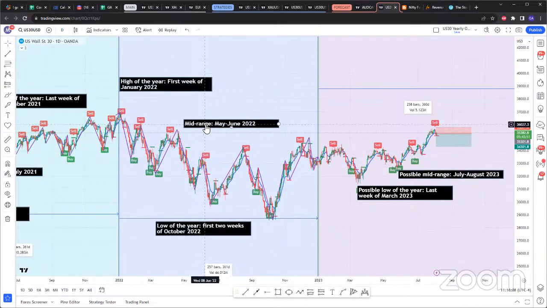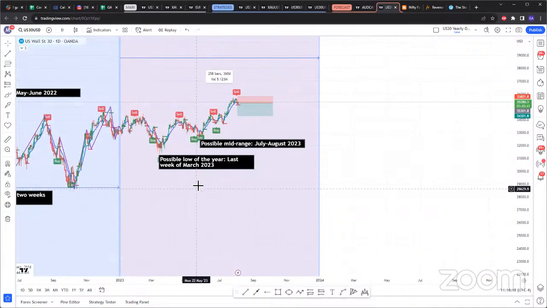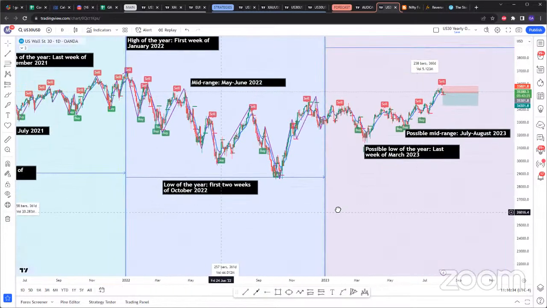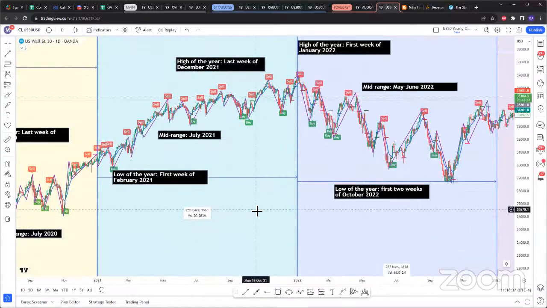So how I come up with the mid-range: I get the possible high or low of the year, and then see how many months are remaining. If the possible low of the year for 2023 was in March, I'll calculate how many months are left till the end of the year. From March to December is about 9 months. What is in between March and December? It's July and August. So that's the same logic. If you ask me about gold, I don't know.